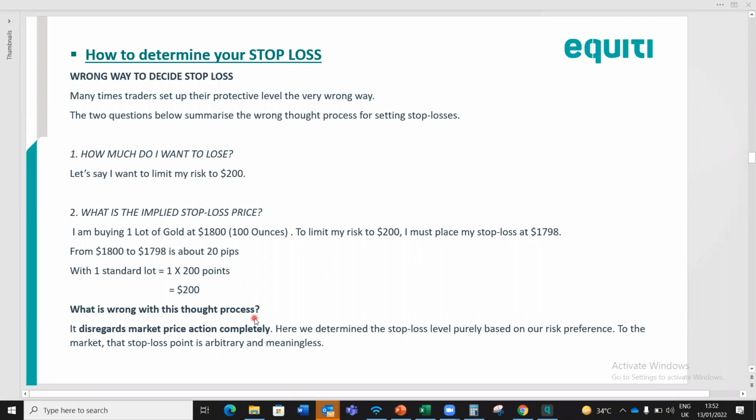Now, what is wrong with this thought process? What is wrong with this thought process is that it disregards market price action completely. Just like I said, you don't even put retracement into consideration while using this method. Here we determine the stop loss level purely based on our risk preferences. Now, to the market, that stop loss point is arbitrary and meaningless, because of course you can't stop the market from experiencing retracements and pullbacks. And so you put yourself at the verge of always getting your stop loss hit in the market if you use this method to determine your stop loss.